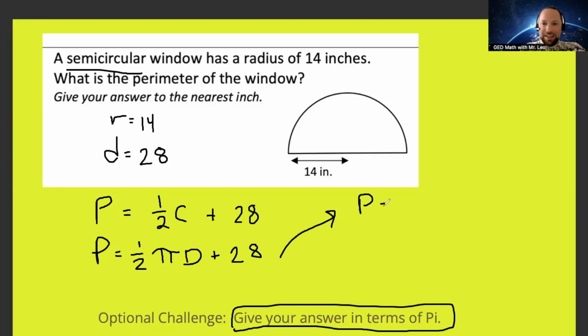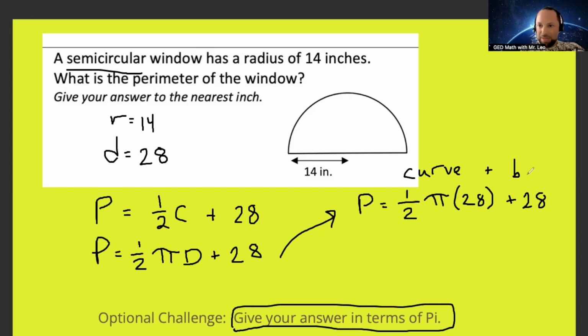So I'm going to answer in terms of pi. So I'm going to leave the pi alone. 1/2. The diameter is 28. And I'm going to keep adding that plus 28 at the end to indicate the straight side. This is the curve. And this, I'm going to call it the base. This is the base along the bottom.